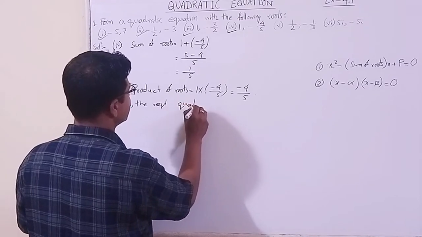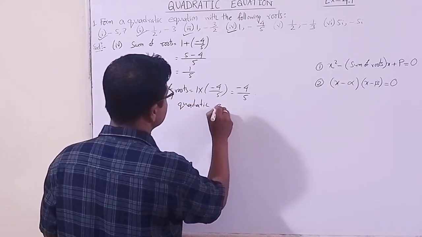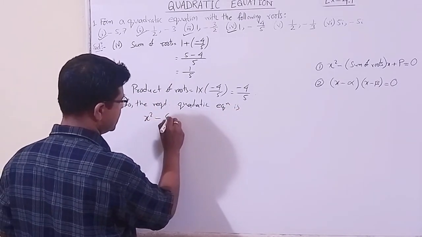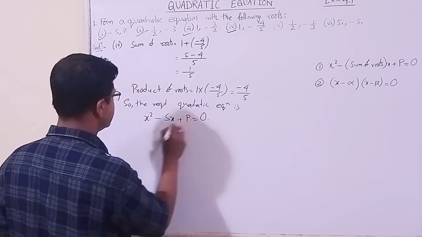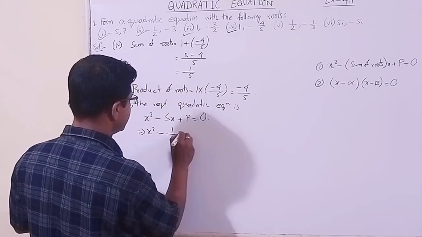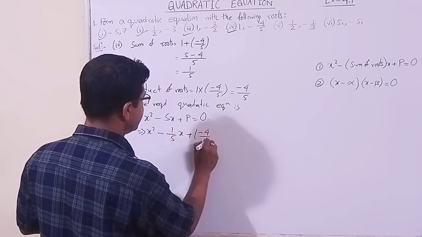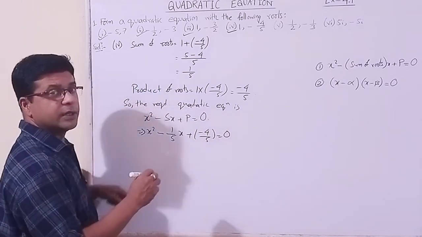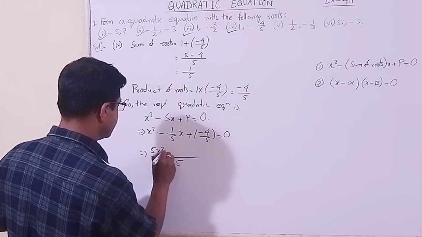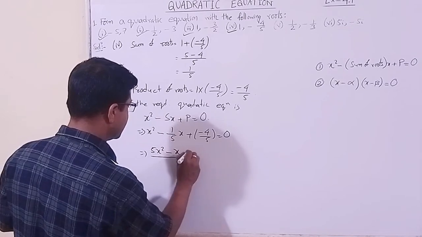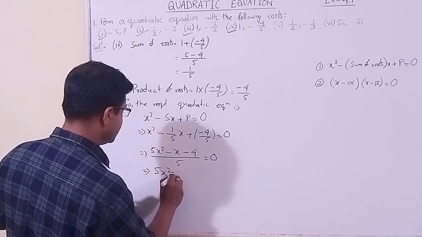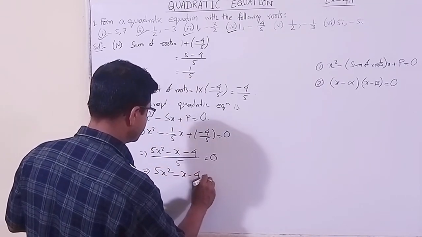quadratic equation is x square minus sum of the roots into x plus product of the roots equal to 0. X square minus sum of the roots 1 by 5 into x plus product minus 4 by 5 is equal to 0. Now what we'll do, we'll take the LCM. What is the LCM? 5. So 5 into x square, 5x square minus 1x minus 4 is equal to 0. Cross multiply. So the equation will be 5x square minus x minus 4 is equal to 0.